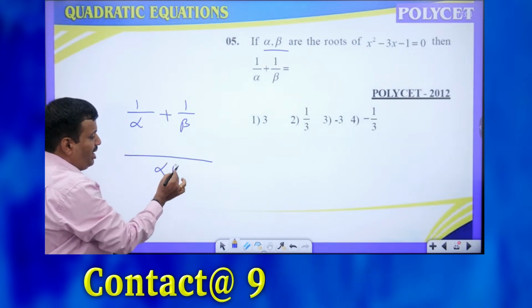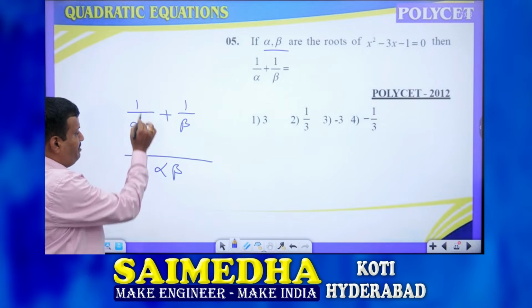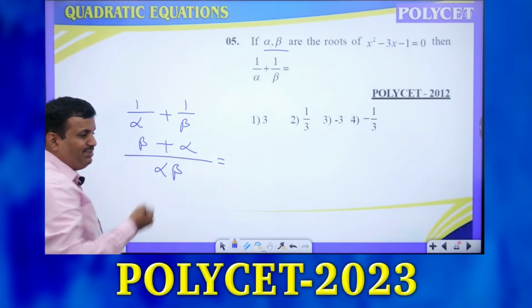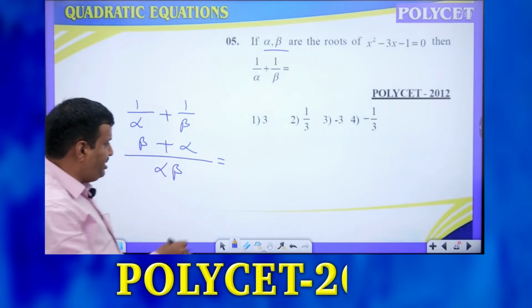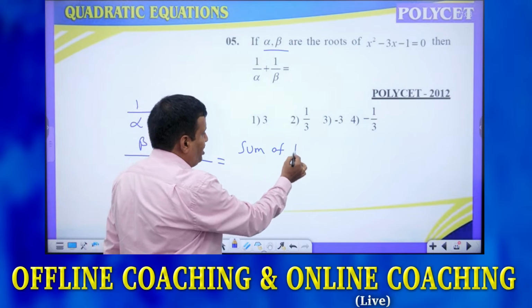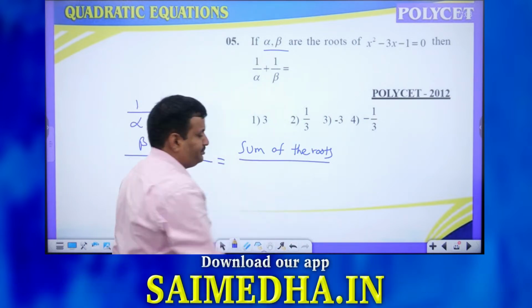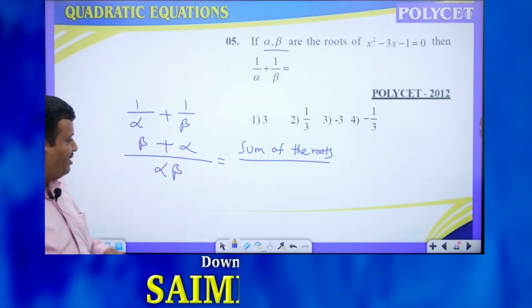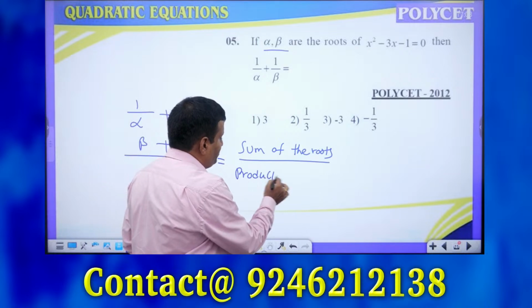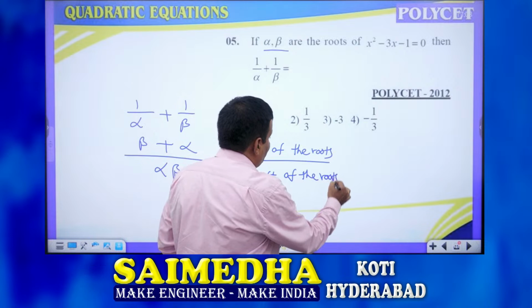You can write 1 by alpha plus 1 by beta. రెండిటి ఎల్సిఎం ఏంటమ్మా? ఆల్ఫా అండ్ బీటా. న్యూమరేటర్ ఏమొచ్చేస్తుంది ఇక్కడ బీటా వచ్చేస్తుంది. వాట్ ఈస్ దట్ హియర్? ఆల్ఫా. ఆల్ఫా ప్లస్ బీటా రిప్రజెంట్స్ వాట్? ఆల్ఫా ప్లస్ బీటా రిప్రజెంట్స్ సమ్ ఆఫ్ ద రూట్స్. Alpha plus beta is the sum of the roots. Divided by alpha beta, the product of the roots.